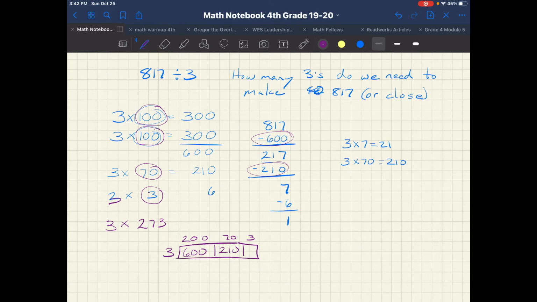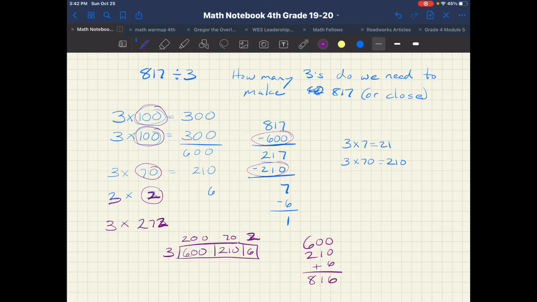3 times 2. 72. Oops, mistake. 72. Okay. So 3 times 2 is 6. And altogether, 600 plus 210 plus 6 makes 816, which is 1 away. And that's my remainder 1.